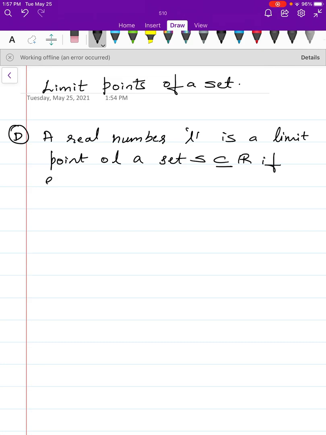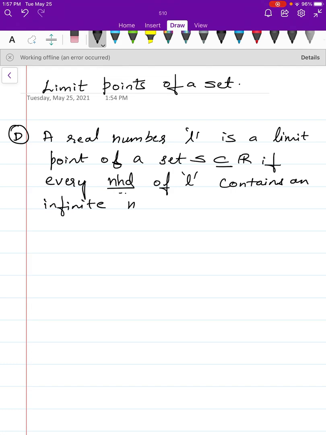if every neighborhood of L contains an infinite number of members of S. Infinite number of members of S.